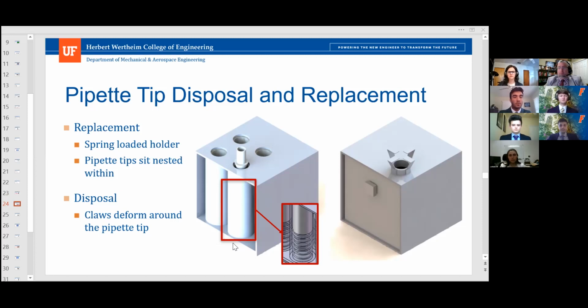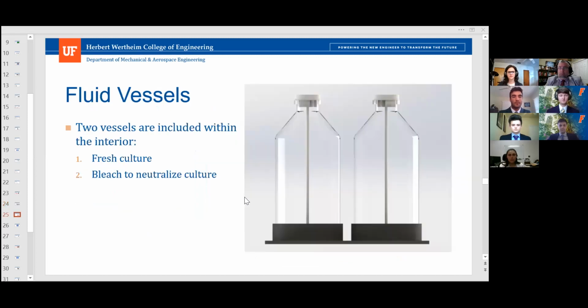And then our disposal system, seen on the right, uses a set of claws that are going to deform around the pipette tip when the pipette is lowered between them. The claws are going to deform until the ridge on the disposable pipette tip breaches these claws, and then it will be raised, effectively popping the pipette tip off and into the wastebasket to be removed later.